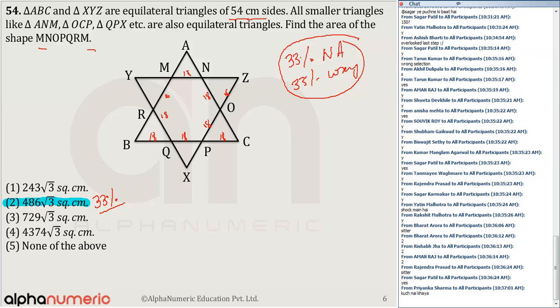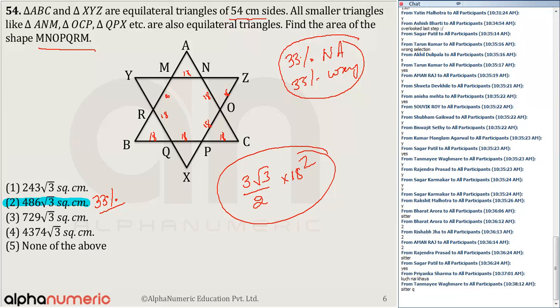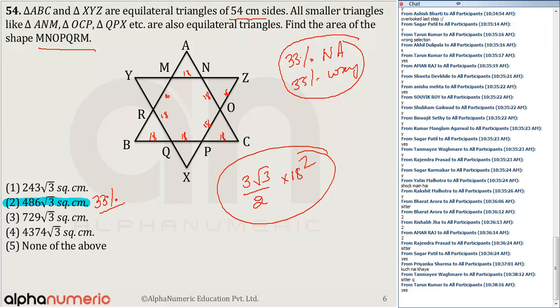And what is the area of the hexagon? That is equal to 3 root 3 by 2 into a square. That is equal to 18 square. And that is your answer, which is option number 2. How much time will it take? Not even more than 1 minute, maybe 2 minutes at the max. So the answer is definitely option number 2. Is that clear to all of you? So this is also in the category of sitter.